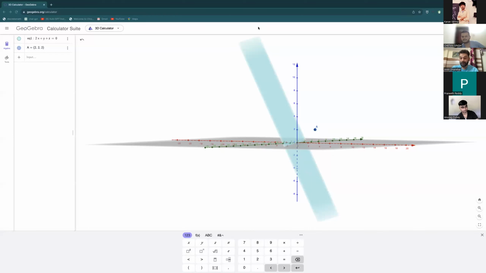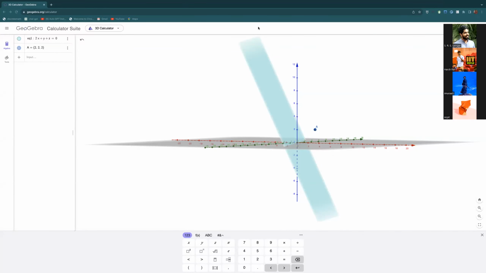And what do you mean by straight below the point A? So it would be at 90 degrees. The line connecting those two points will be at 90 degrees. Right? Yeah, that's the idea.